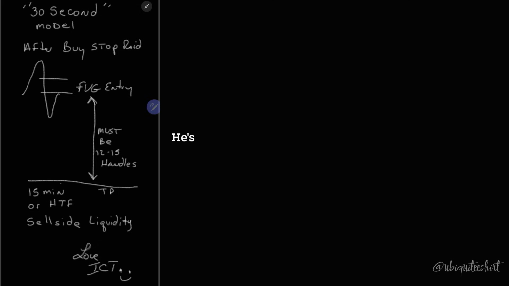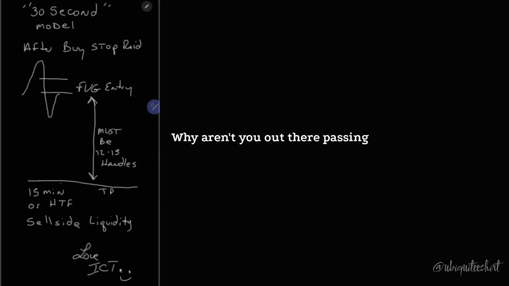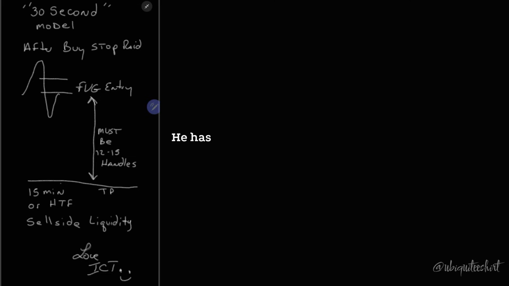But why would he do that, ICT? He's supposed to be your son. Why would you tell him to do that? Because he's a human being, just like you are. Why aren't you making money with everything I've already taught? Why aren't you out there passing combines? Why aren't you taking withdrawals from your Express accounts? Why aren't you doing that? Because other people are doing it. So stop putting stupidity in the conversation. He has to learn, just like I had to learn. Every one of us has to go through that process. Learning how to do this takes time.